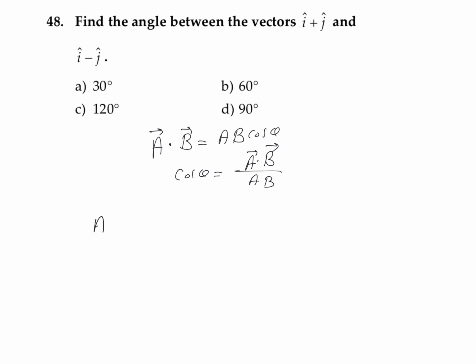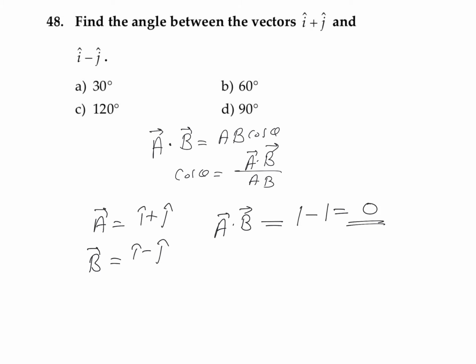So take it that in this question, our a vector is nothing but i plus j and our b vector is nothing but i minus j. First we can find the value of a vector dot b vector. So a dot b, we can write 1 into 1, that is 1, minus 1 into 1, that is minus 1. So we are going to get the answer as 0.